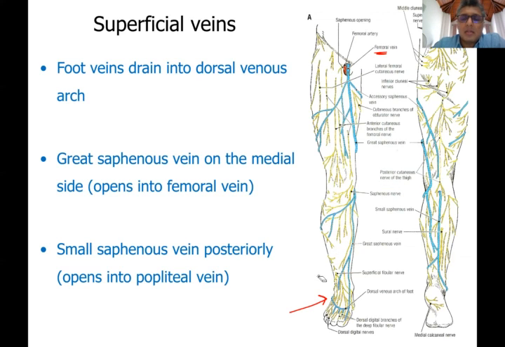And from the lateral side of the dorsal venous arch of the foot starts the small saphenous vein. It runs on the posterior side of the leg together with the sural nerve. It pierces the deep fascia of the popliteal fossa and enters the popliteal vein.